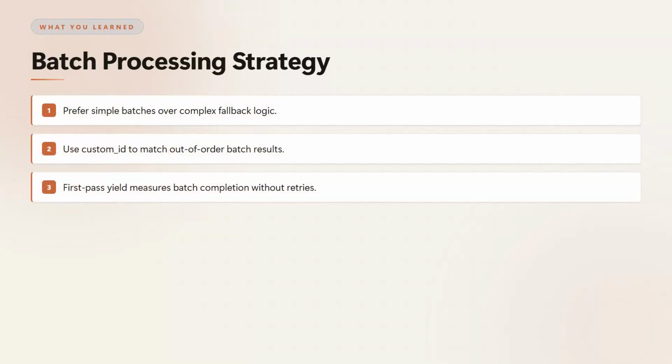First, keep your batch logic simple. Complex fallbacks often create more problems than they solve. Second, when results arrive out of order, rely on custom ID to map them back correctly. And finally, track first-pass yield to see how many items succeed without any retries. That's what you need to design robust batch processing.